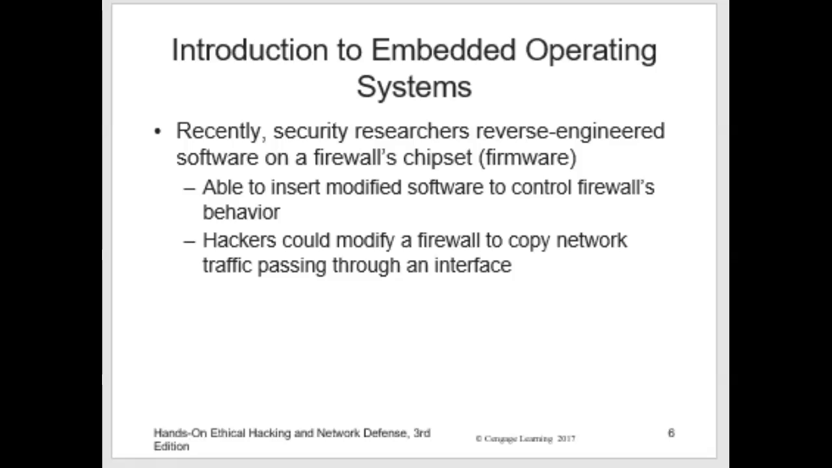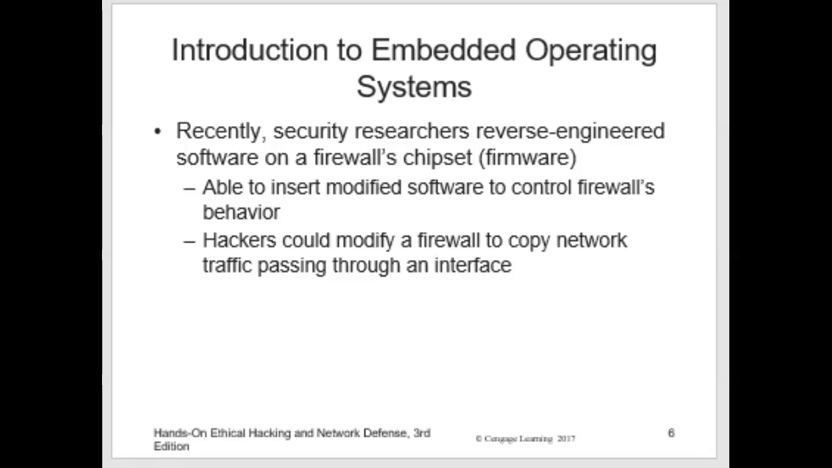So embedded systems are in all networks and perform essential functions such as routing the network traffic and blocking suspicious packets. In fact, recently researchers were able to reverse engineer the software on a popular firewall chipset, and the software residing on the chip is commonly called firmware. You've probably heard of that. And the researchers were able to insert modified software to control the firewall's behaviors.